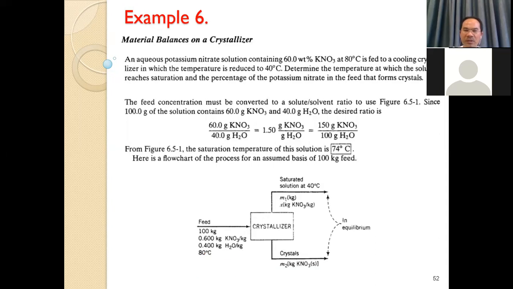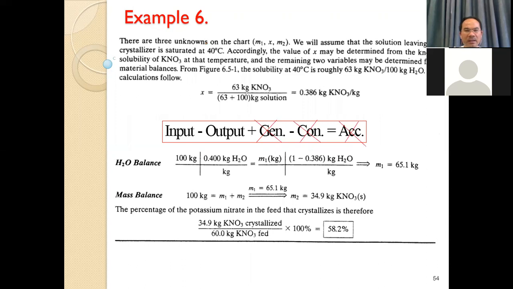Okay, now you know the saturation temperature of the feed. And then you can take the balance. We have three components: M1, X, and M2 are unknown. We have three unknowns and two independent balances, and we have one piece of information about the solubility. You get 0 degrees of freedom.